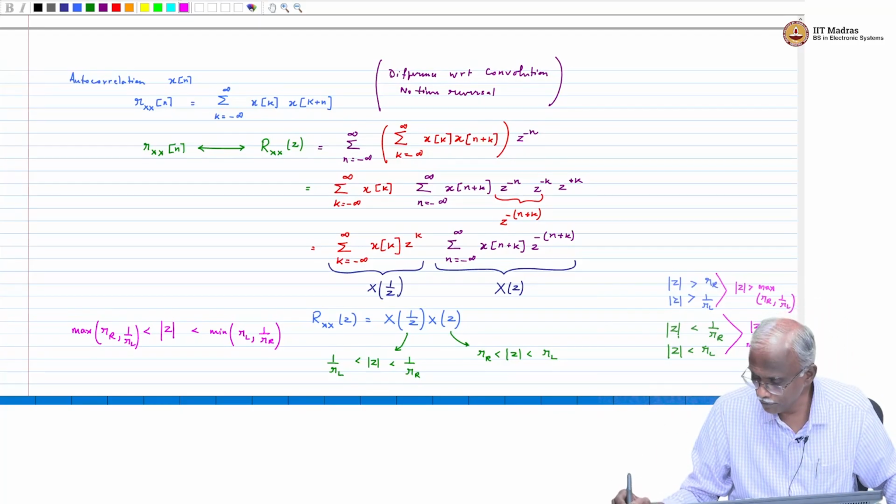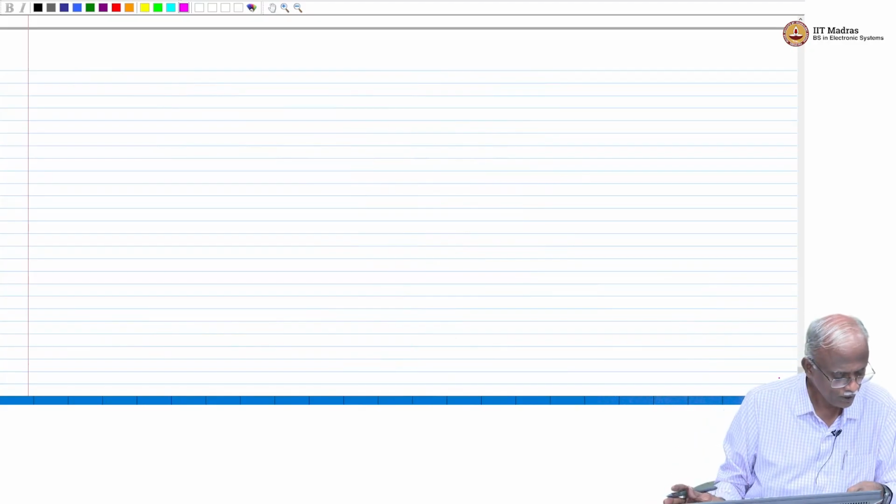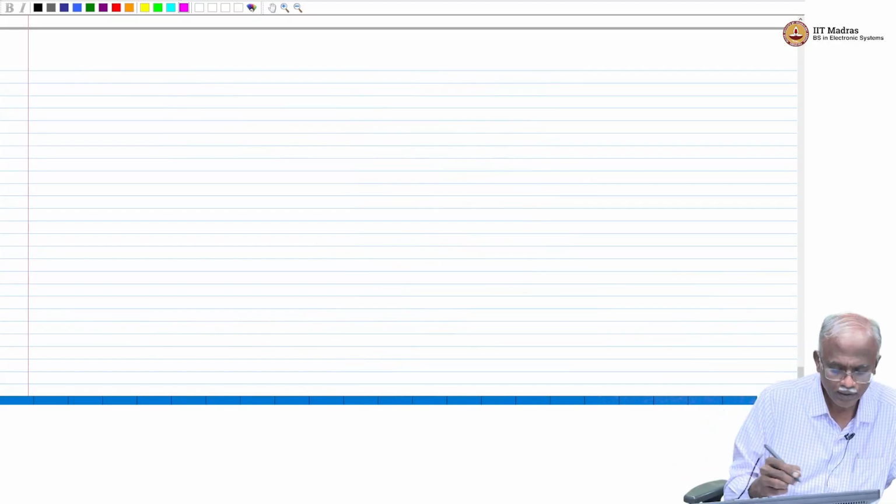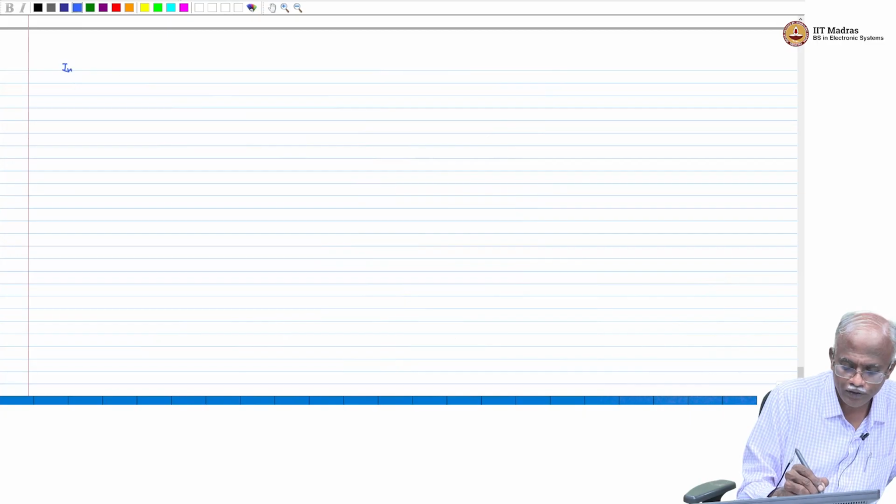And one final concept for today, I would like to end with that. This is called the initial value theorem.